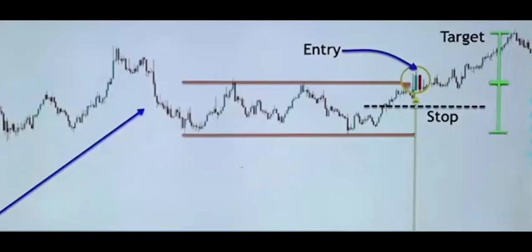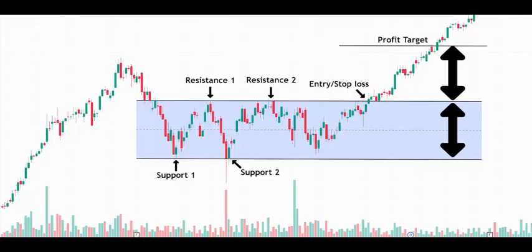Step 5, manage the trade. Once you have entered the trade, you need to manage it carefully. Keep an eye on the price and adjust your stop loss and take profit levels accordingly. You can also consider trailing your stop loss to lock in profits as the price continues to rise. Here are some additional tips to help you trade the bullish rectangle pattern.